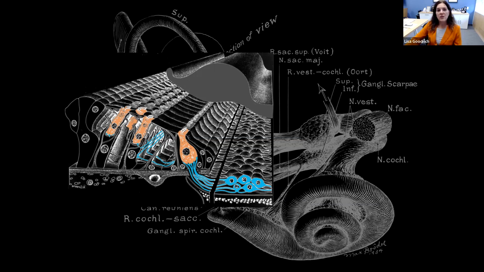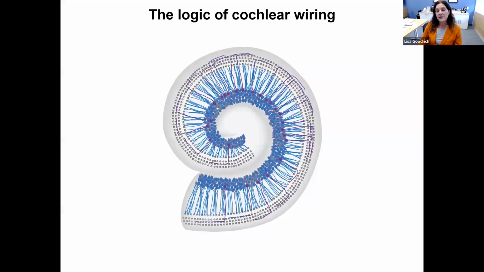And that is accomplished by the spiral ganglion neurons, which are shown in blue here. The spiral ganglion neurons are bipolar neurons that sit right near the organ of Corti. They send a peripheral process up to the hair cells, either to the inner hair cells or the outer hair cells, and then their central process into the eighth nerve and out to the brain.